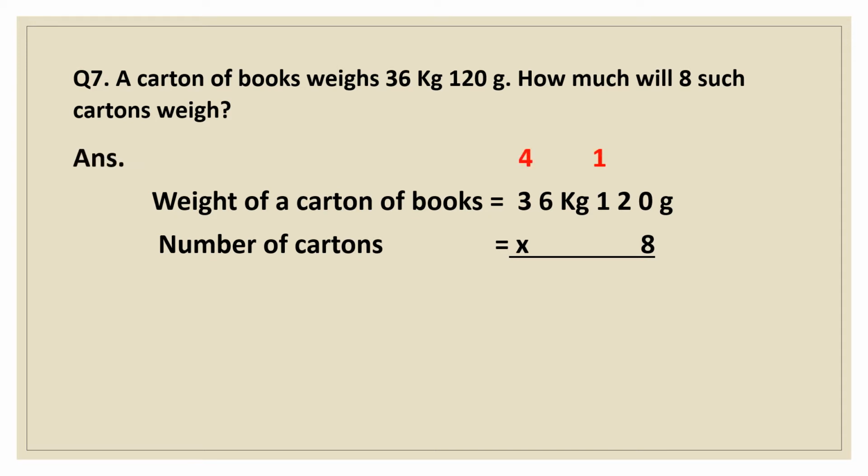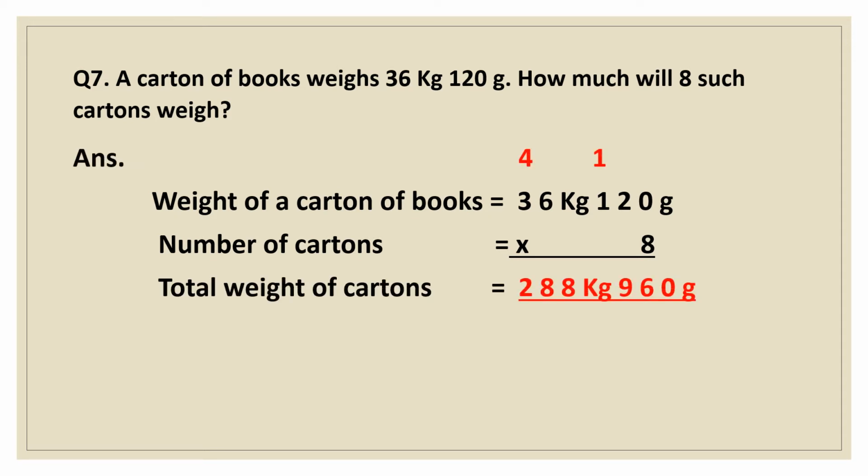Then multiply children. 8 zeros are 0, 8 twos are 16. So 6 you will write in the answer part and 1 is carry. Then 8 ones are 8 plus 1 carry is 9. So 960 gram. Then come towards kilogram side. 8 sixes are 48. 8 you will write in the answer part and 4 as carry. 8 threes are 24 and 24 plus 4 carry, that is 28. So total weight of cartons is 288 kilograms 960 grams.